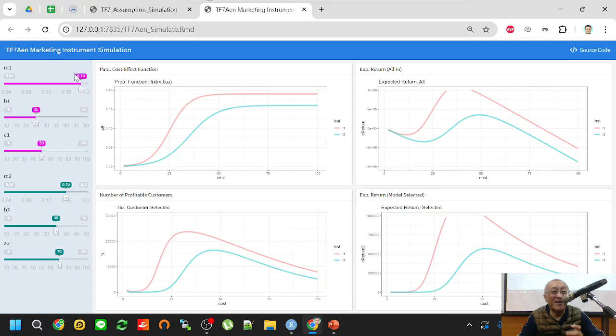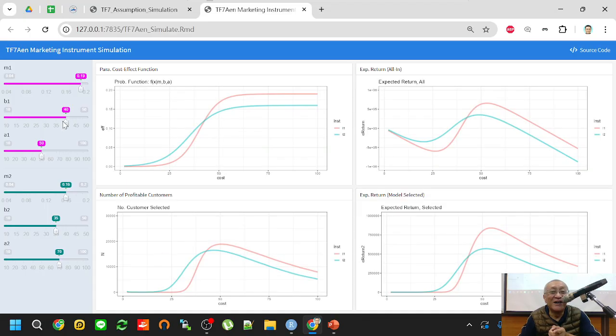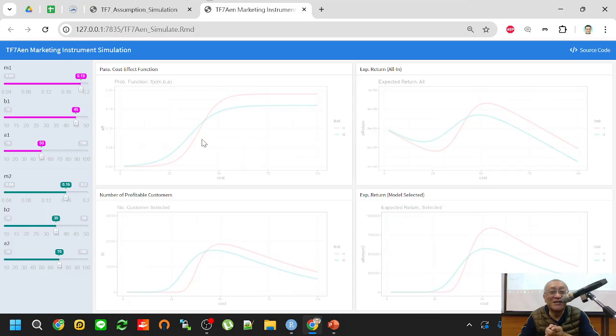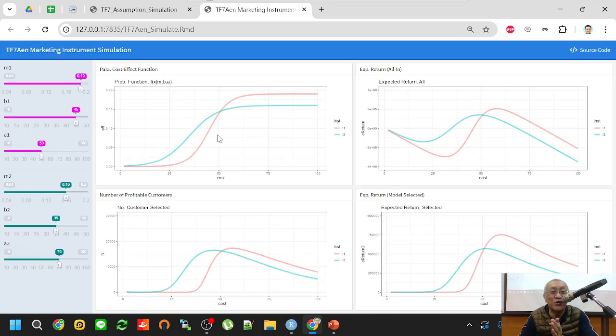As you can see, the M controls how high the S curve is, and the B controls the cost. This is cost, this is effect. So if I increase B, the S curve will shift to the right, isn't it? Increases to 50, increases to the right. And then I can adjust the width. Here its effectiveness is like 50.